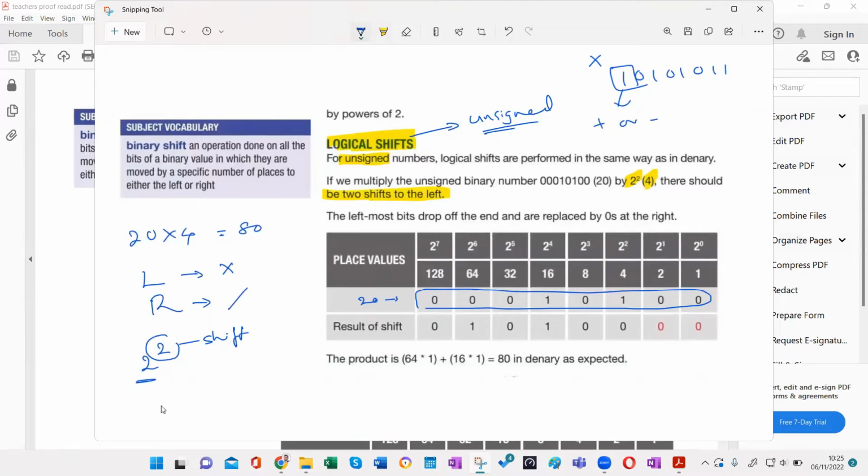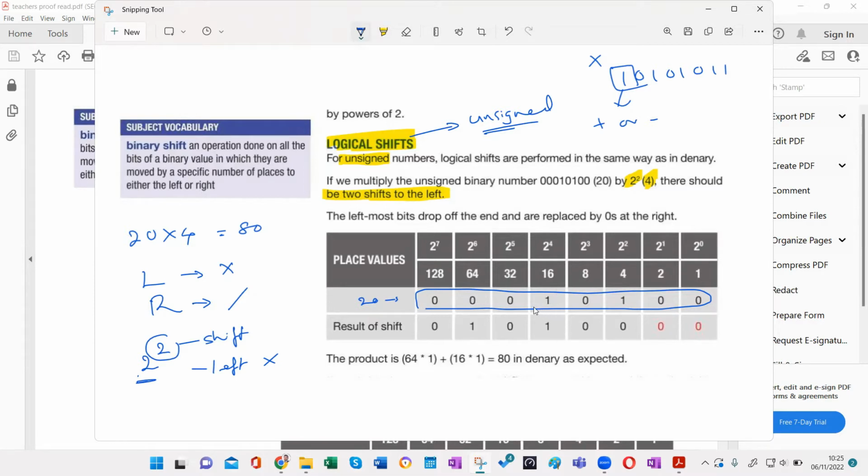You write the shift as a power, right? This is the base. Base 2, power is 2, which means we are moving it 2 places. And this is going to be a left shift. Why? Because it's a multiplication. Okay, now what happens? 1 0 1 0 0.